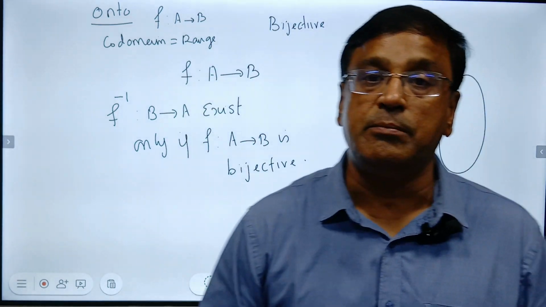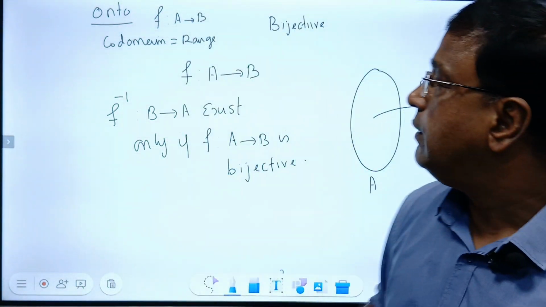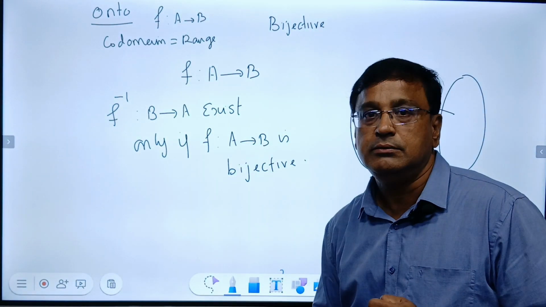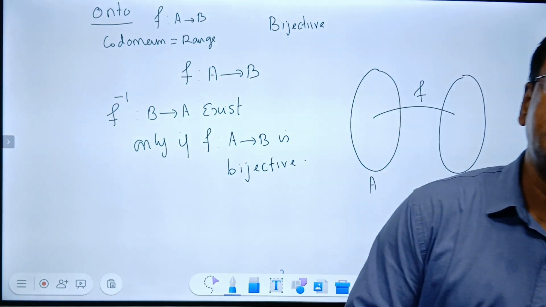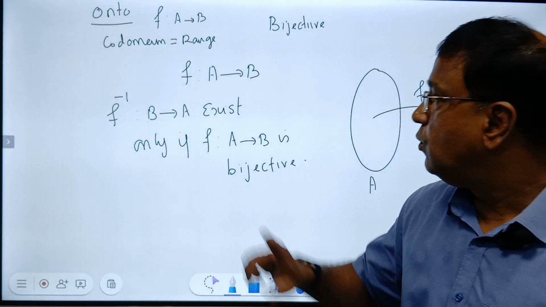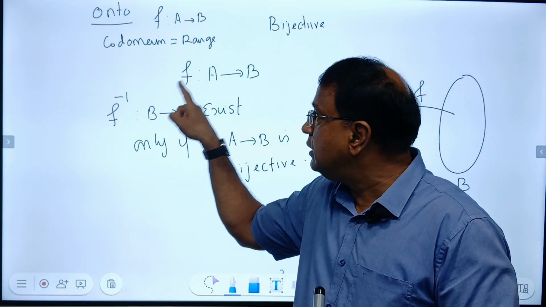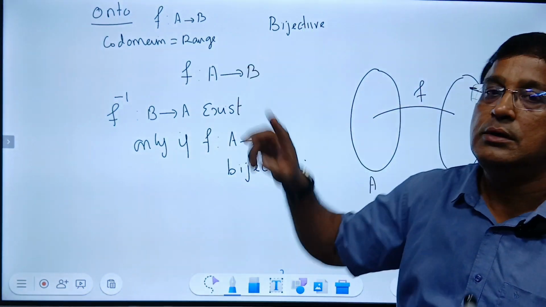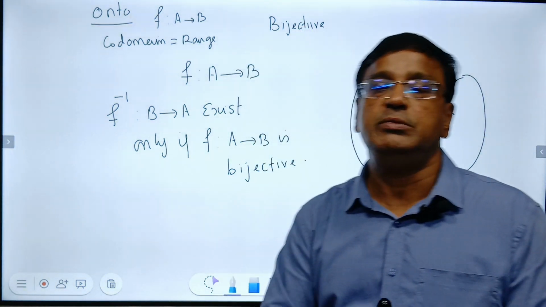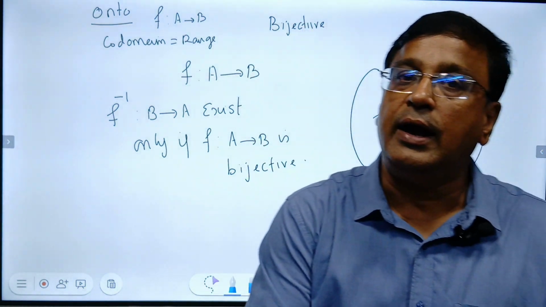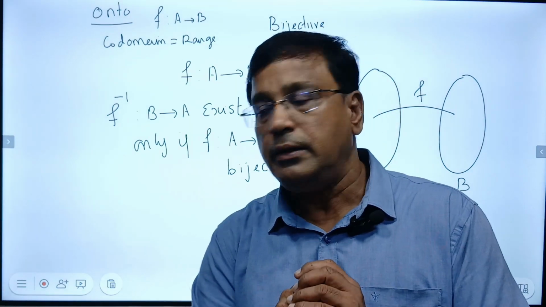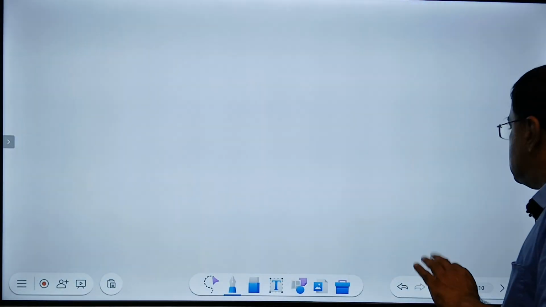Only when f from A to B is bijective. If f from A to B is not bijective, f inverse cannot exist. You understand? Only when f is a bijective function is it possible to find f inverse. Bijective means what? One-to-one and onto. Okay? Now we have a slight situation.